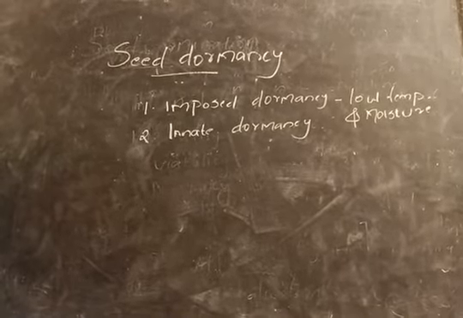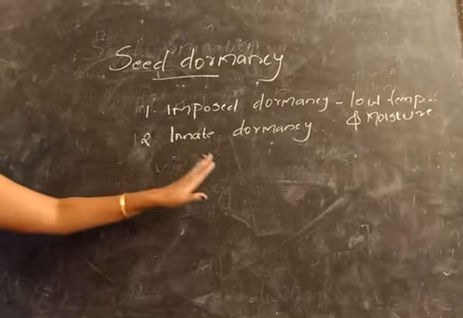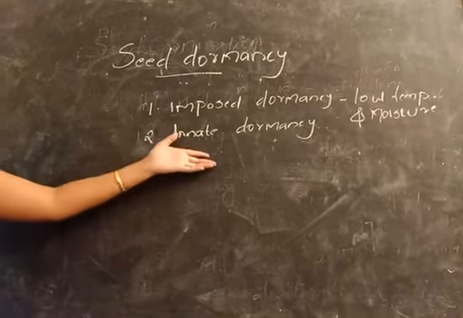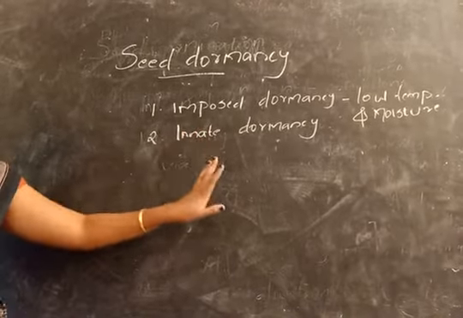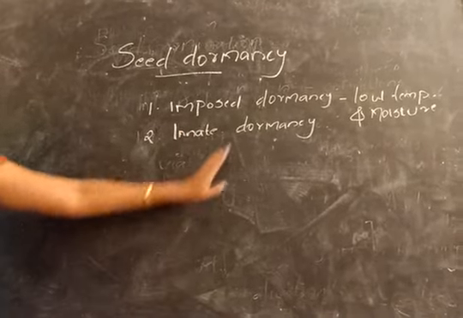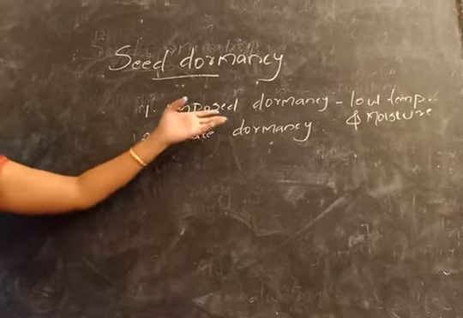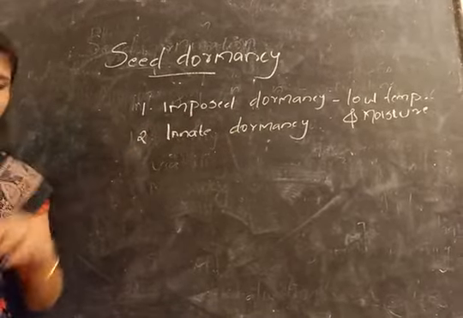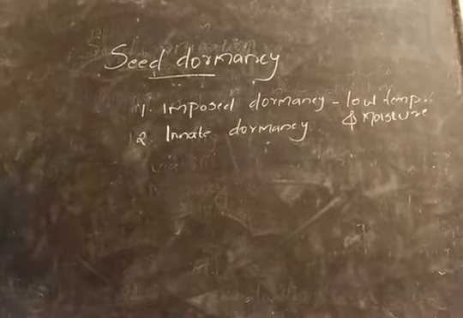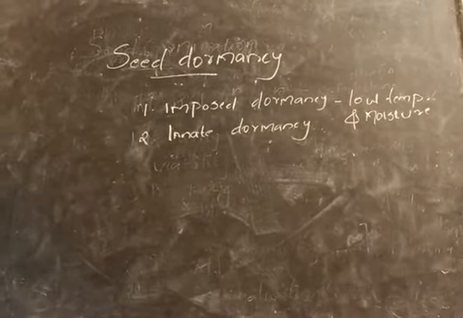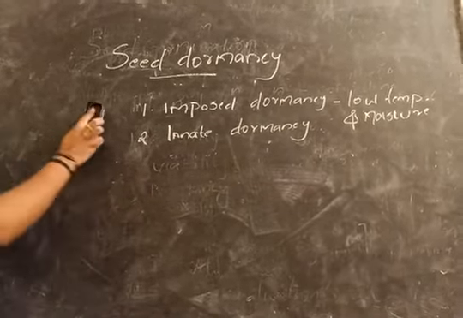If there are any problems in the seed itself which lead to dormancy, it is called innate dormancy, whereas when external factors like low temperature and moisture are the reason for dormancy, it is called imposed dormancy. Then what are the factors causing dormancy of seed?